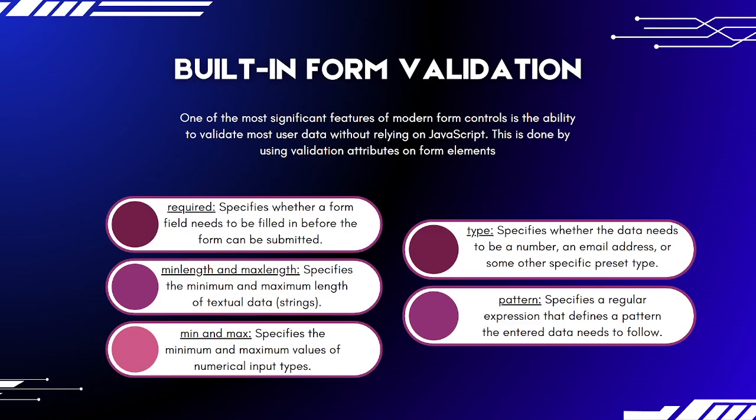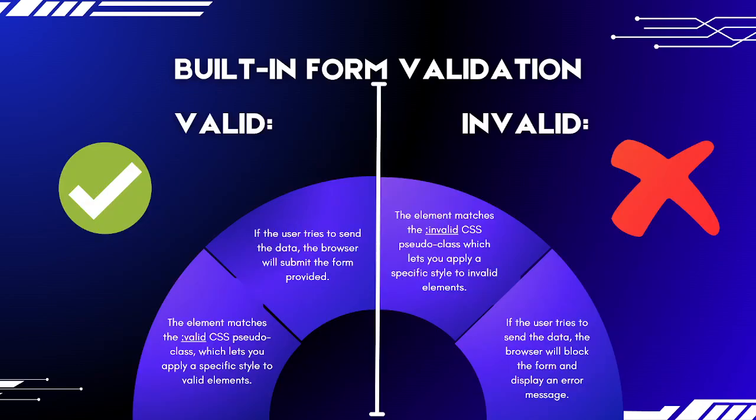After that, we have the type, which specifies whether the data needs to be a number, an email address, or some other specific type. And after that, we have the pattern, which specifies a regular expression that defines a pattern the entered data needs to follow. We are going to see this better in the example.